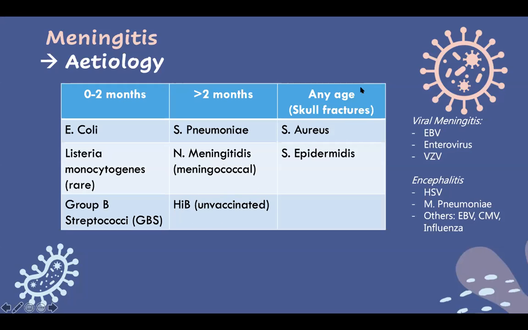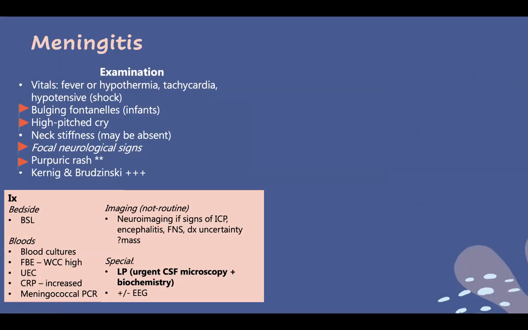And then if there is a skull fracture, regardless of age, you get those commensal organisms that are typically on the skin that then opportunistically infect the meninges. So that's your Staph aureus and Staph epidermidis. Your encephalitis is typically caused by herpes simplex virus, but it can also be caused by other things.